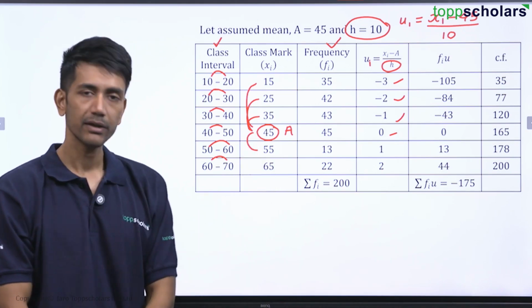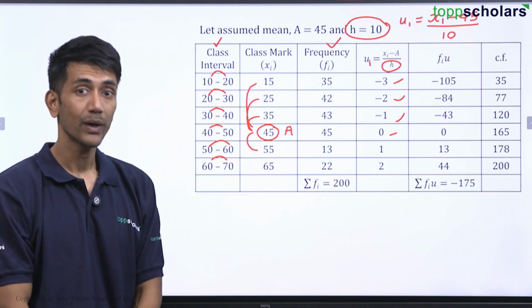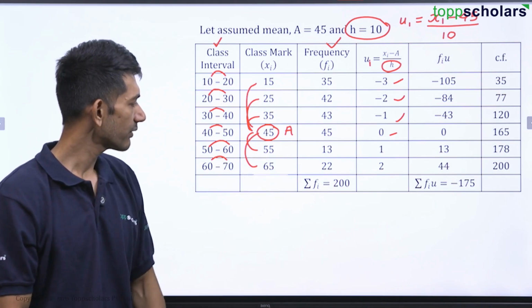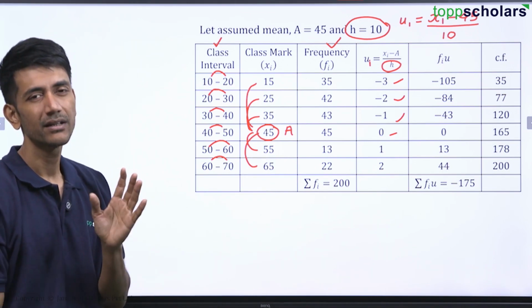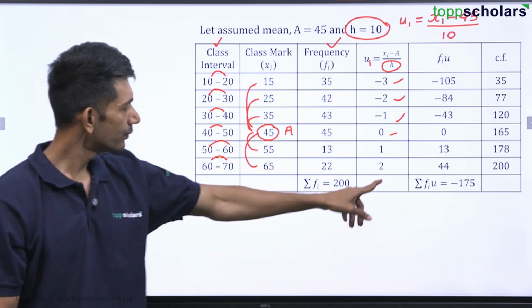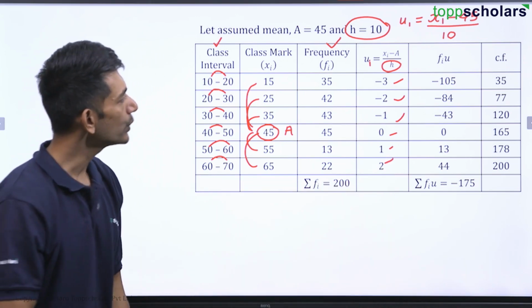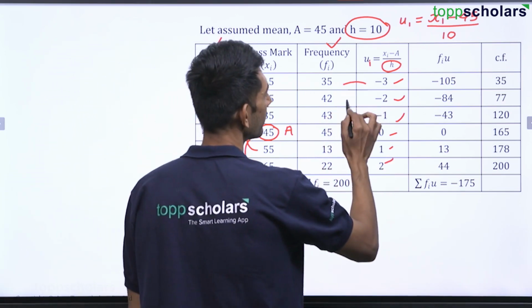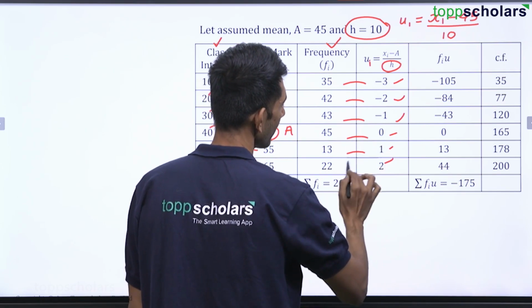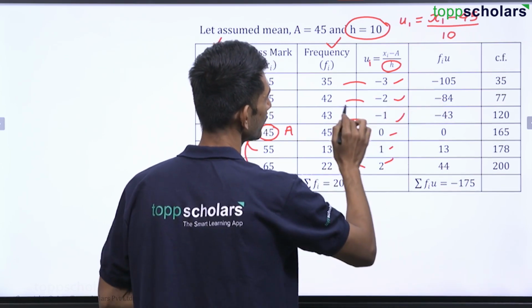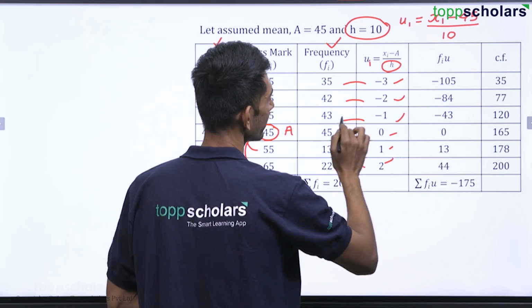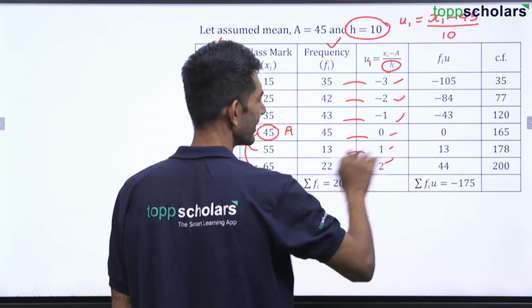55 minus 45 by 10, 10 by 10, 1. 65 minus 45 by 10, 20 by 10, 2. Now you take fi ui, multiply each. 35 into minus 3, minus 105. 42 into minus 2, minus 84. 43 into minus 1, minus 43, and so on.